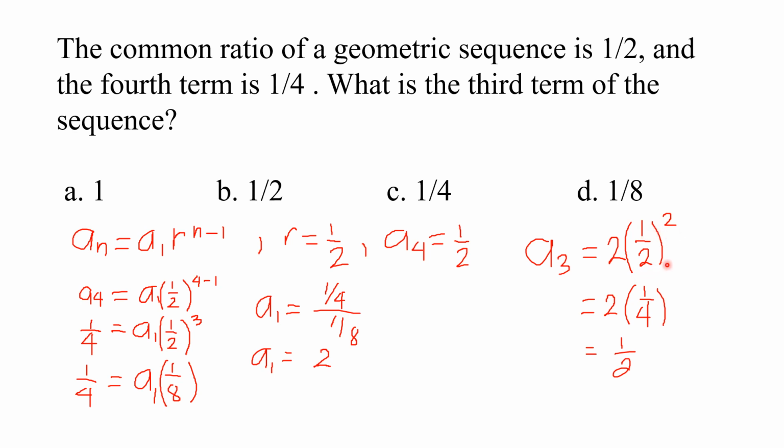So, 1/2 raised to 2, that is 1/4 multiplied by 2. That is equivalent to 2 over 4. Then, reducing it to lowest terms, we have 1/2. So, therefore, the third term and the correct answer is letter B. Okay.